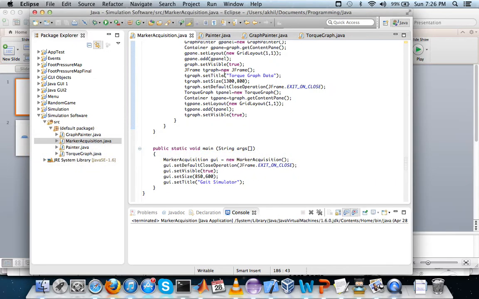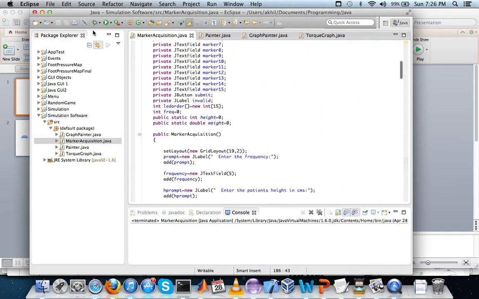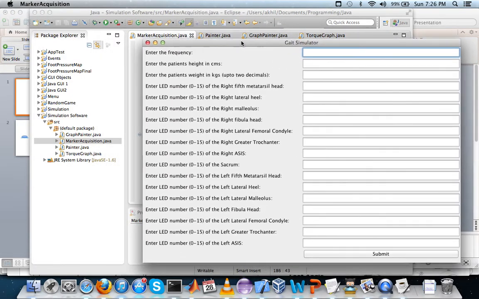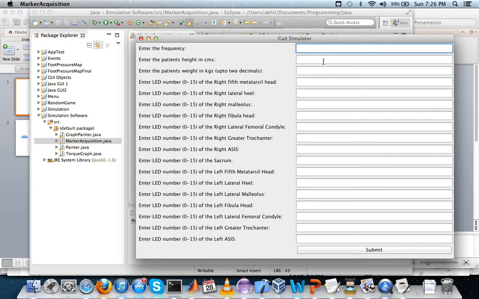Moving on to the program, if I just run it right at this point, it opens with a Gait Simulator page where you enter the frame rate you want to see the simulation program in. Then you enter the patient's height in centimeters and his weight.